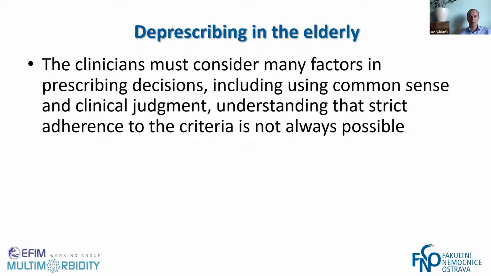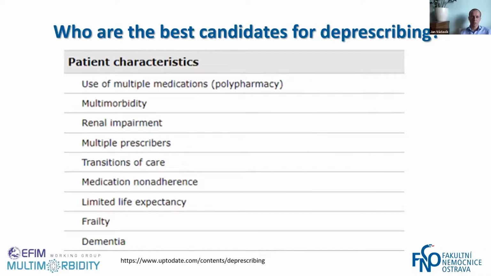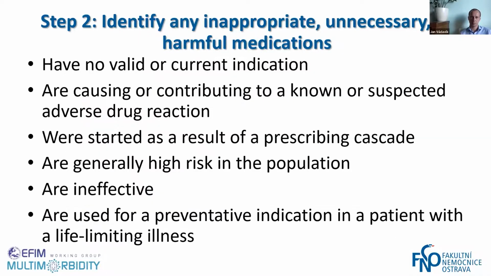When deprescribing, the clinicians must consider many factors in prescribing decisions, but it's very important to use common sense and clinical judgment. We cannot always adhere strictly to all guidelines or criteria which were published. It's not always possible in many cases. In fact, our patient fits many characteristics of a good candidate for deprescribing. She's multimorbid, she uses multiple medications, she has renal impairment, she has multiple prescribers, and she is also frail. So these are 5 reasons we should consider deprescribing this patient.